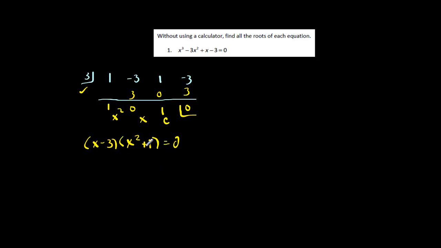So how do I get all of my roots? Well, 3 is a root. We know that. But I know that I need 2 more roots because I'm supposed to have 3 of them. Well, the other 2 roots you can get from this quadratic. Because there's no x term, what I can do is I can just set this equal to 0 and solve.